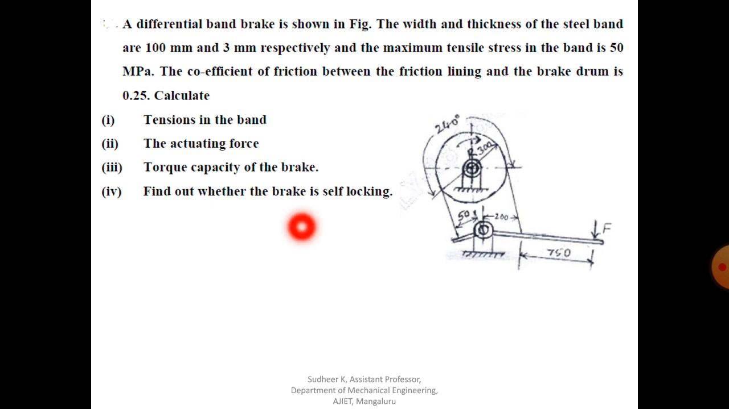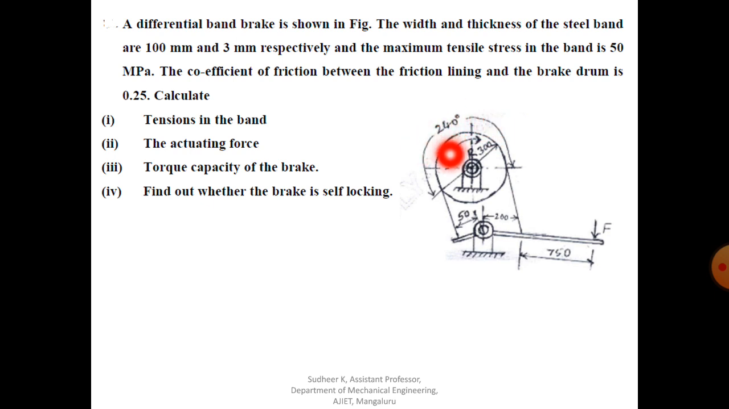Before that, we'll see what parameters are given in this problem. The width and thickness of the steel band are given; the material of the band is steel, the width is 100 millimeter and the thickness is 3 millimeter. The maximum tensile stress in the band is 50 megapascal, and the coefficient of friction between the friction lining and brake drum is 0.25. The wrap angle is given as 240 degree.